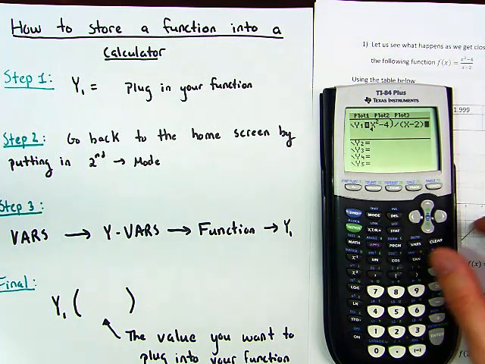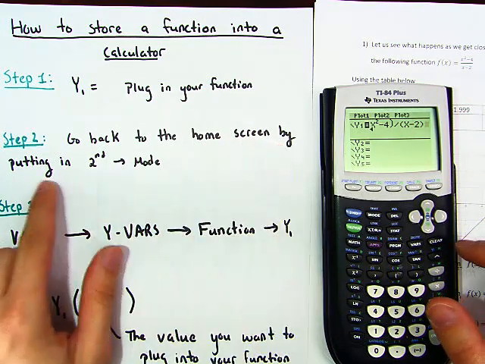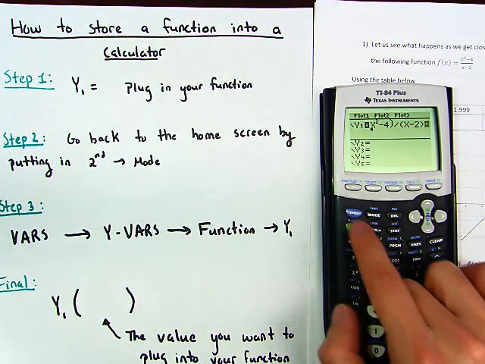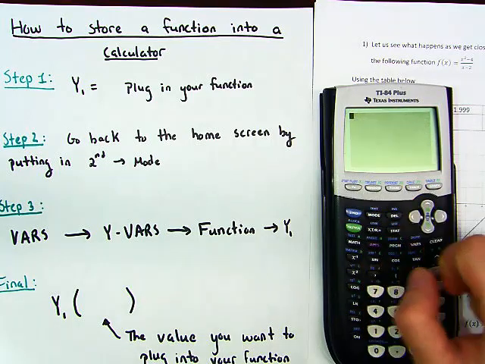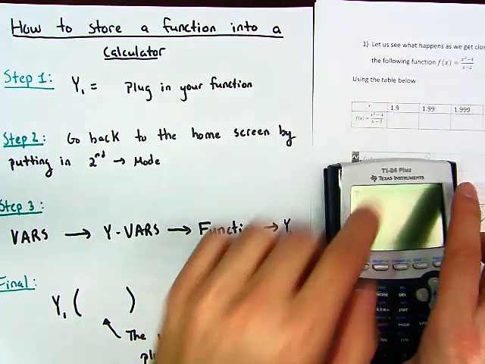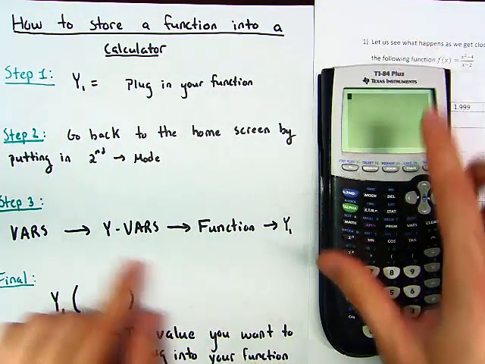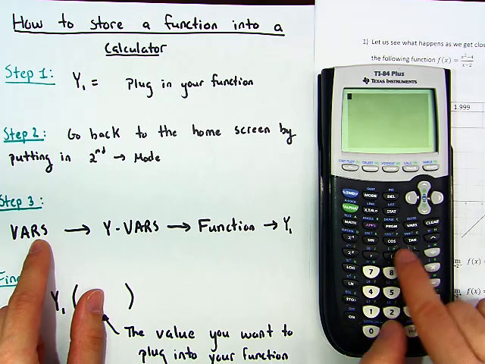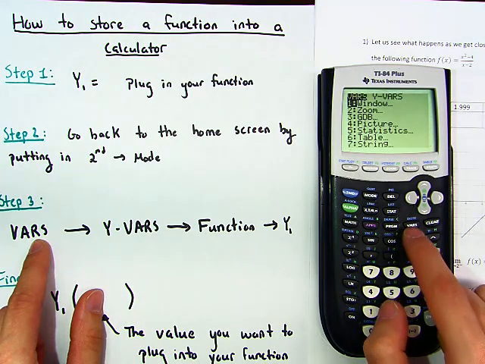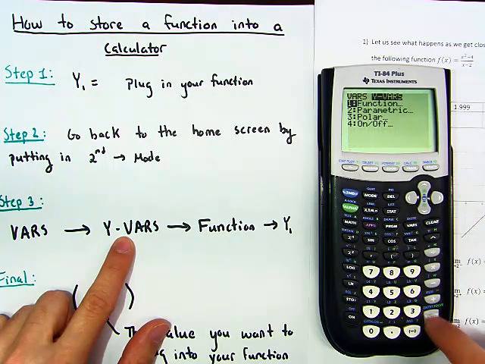Now that the function is stored in, let's look at step 2. We want to go back to the home screen. To do that, all we need to do is hit second mode, and now we're at the home screen. What we want to do next is plug in this 1.9. To plug in the 1.9, we first go to vars, which is right here, and then we go to y vars. So I hit right, and then I hit enter.